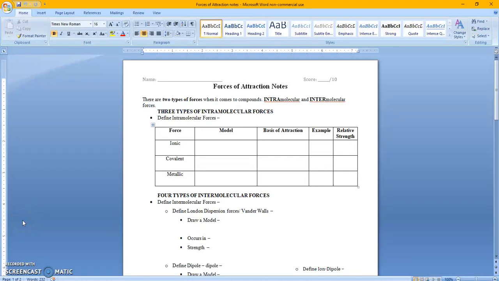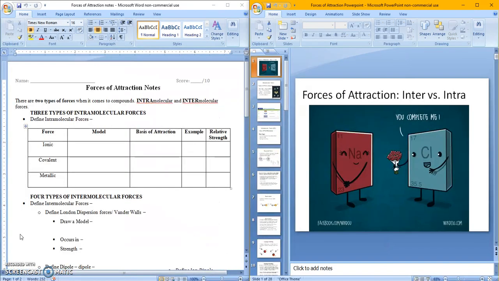Welcome to ChemVid. Today we're going to talk about forces of attraction and the difference between intramolecular forces and intermolecular forces. Okay, so let's start out with the difference between inter and intra.